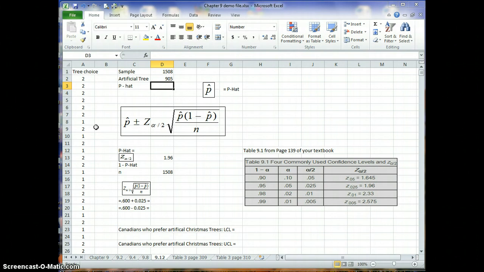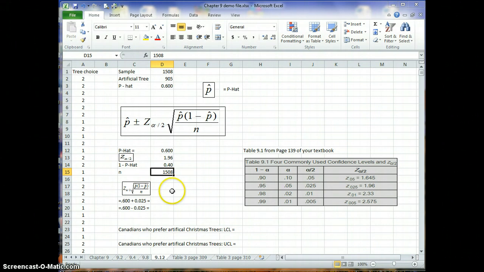So it's 905 people out of 1,508. To give us the p-hat, or the proportion, excuse me, of artificial tree to the sample, it would be 905 divided by 1508, or D2 divided by B1, which gives us 0.600. So I'm going to put that in, 0.600, and 1 minus p-hat is going to be equal to 1 minus p-hat, which is 0.40.